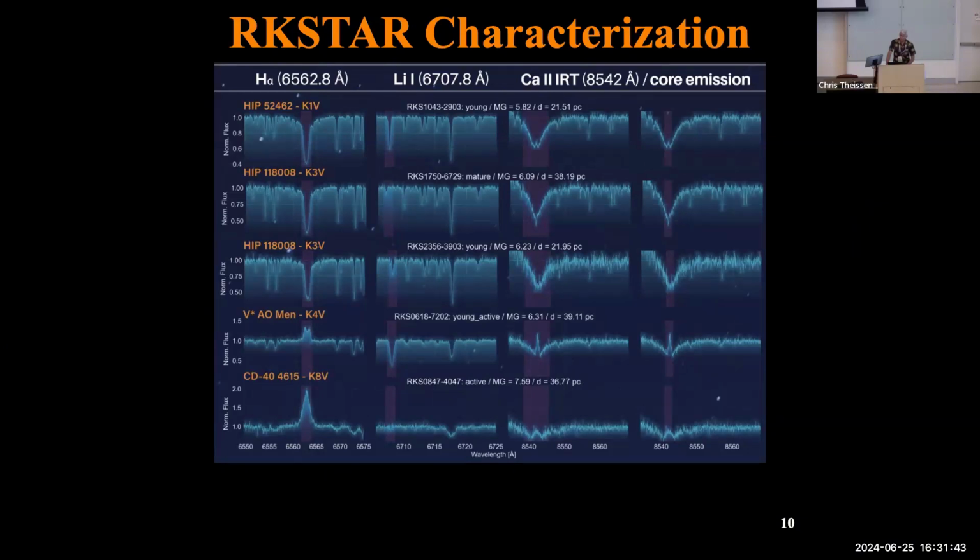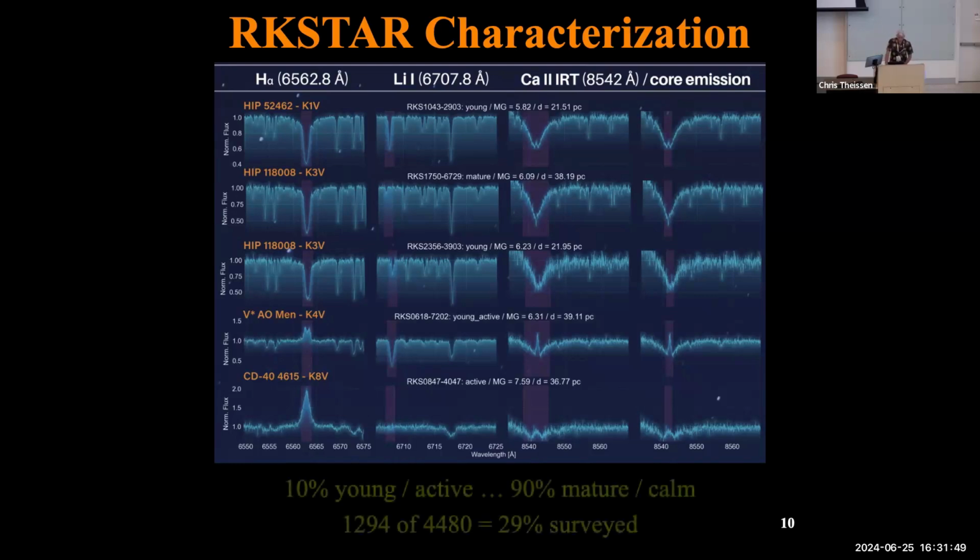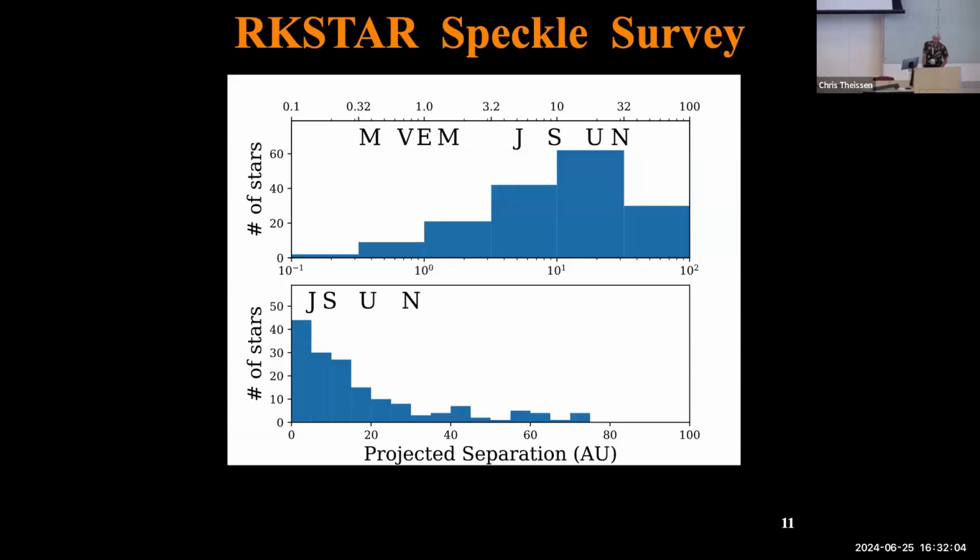Then we have the calcium triplet. One of the lines we get very well. We get both the triplet itself, the absorption feature, and the re-emission in the core. The quick takeaway, he's got a poster coming up, is that 10% of all K-dwarfs are young or active in the Rockstar sample. And we've got about 30% of them already surveyed. I think that number is actually closer to 40% when we push through the data that's not in his primary sample. This is the speckle survey for the K-dwarfs that I'm leading.